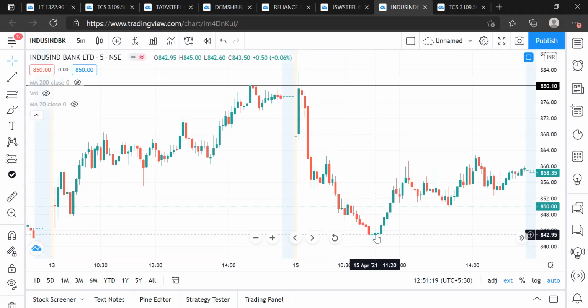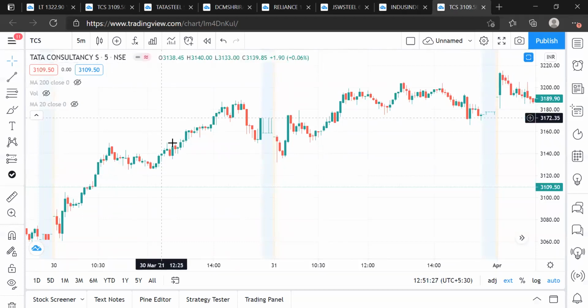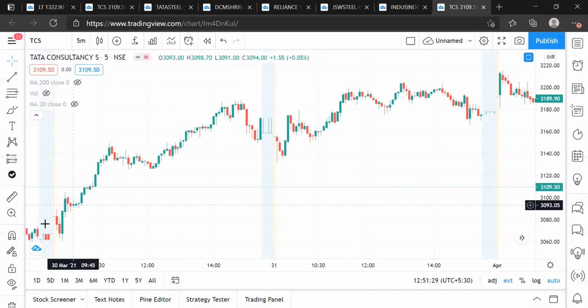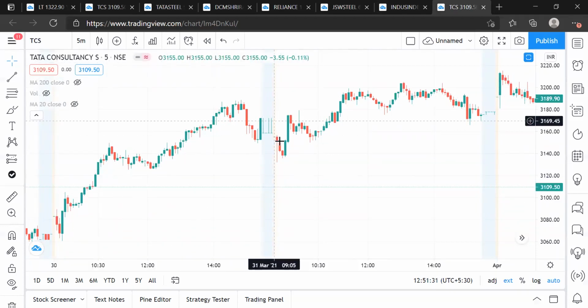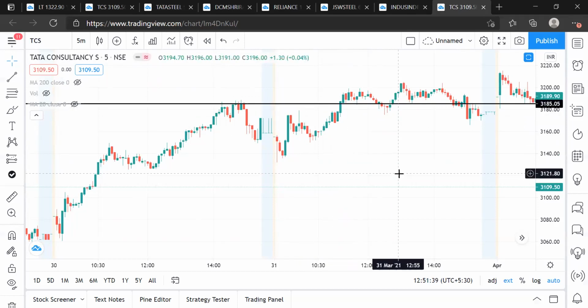Now, I am not saying that this is going to work every time, because nothing is going to work all the time. This strategy also fails, and let's look at that as well. A 5-minute chart of TCS. The stock rallied during the previous day, and once it got close to the previous day's high, this time it did not decline. So for that, we have our stop loss in place.